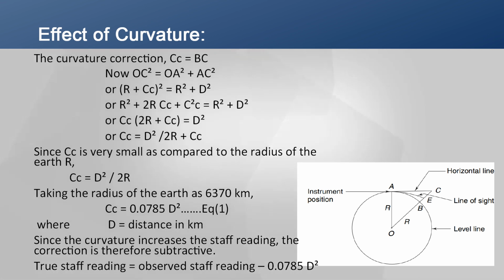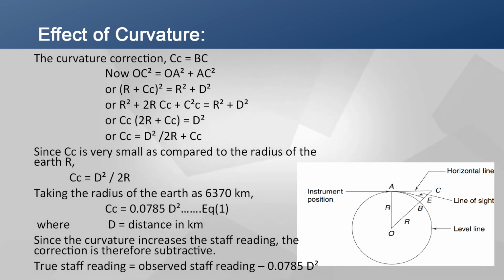Now, from Pythagoras, OC square will be equal to OA square plus AC square. We can write OC as (R plus CC) whole square, which will be equal to OA square, that is R square, plus AC square, that is D square, the horizontal distance. Now, R square plus 2R into CC plus CC square will be equal to R square plus D square. Solving this, CC multiplied by (2R plus CC) will be equal to D square, from which we can calculate CC.